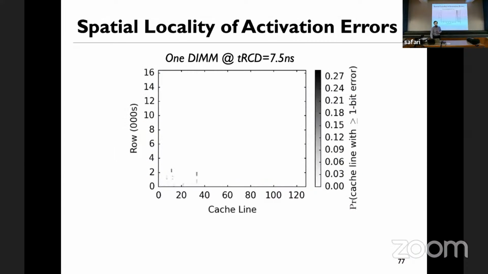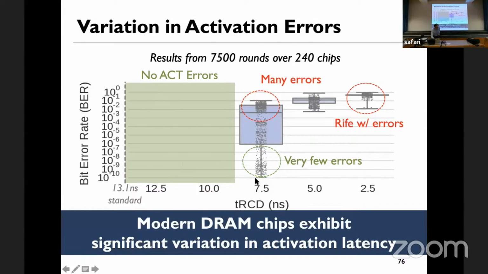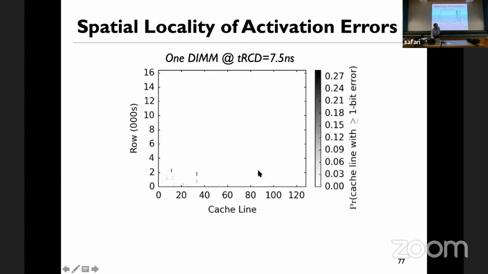Okay, but we've seen this. Now the question is, is there a variation also within a chip? Where are these errors within the chip? If you look at one particular DRAM chip, one DIMM over here, at 7.5 nanosecond activation latency, which is basically one of these data points over here, and if you plot the cache lines, some number, and the row, this is not all of the rows in the chip, clearly, some part of the bank, let's say. And if you plot the bit error rate, the probability that a cache line will have at least 1 bit error, basically, most of it is white. Most of the places don't have errors, but there are some errors that are clustered.